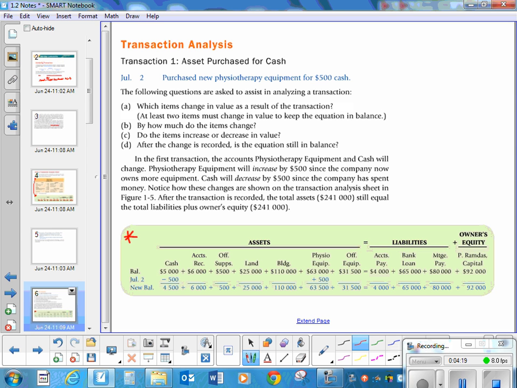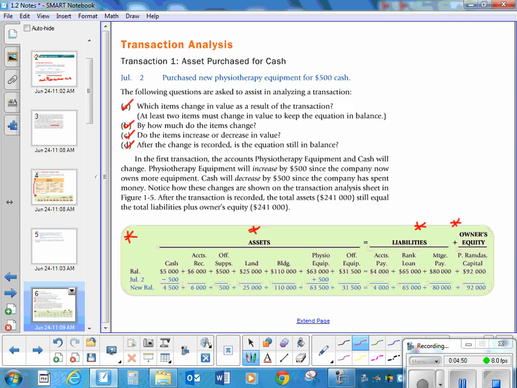The assets still have to be equal to the liabilities and the owner's equity. So every transaction needs to stay in balance. The second question you ask yourself is, by how much do the items change? And do the items increase or decrease in value? And after the change is recorded, is the equation still in balance? So these 4 questions are going to happen very quickly with each transaction.